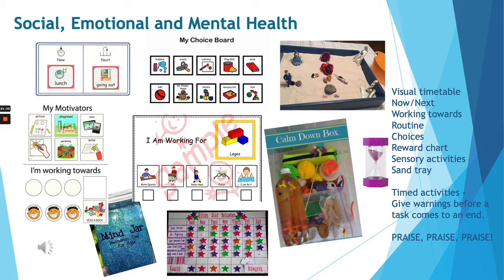We can use a range of strategies in the classroom to make a child feel secure about their environment. Visual timetables and now and next cards work really well to reduce anxiety. Rewards work well to motivate children, and this is where an "I'm working towards" chart is really successful in showing a visual representation of the child's achievements before a reward is given.